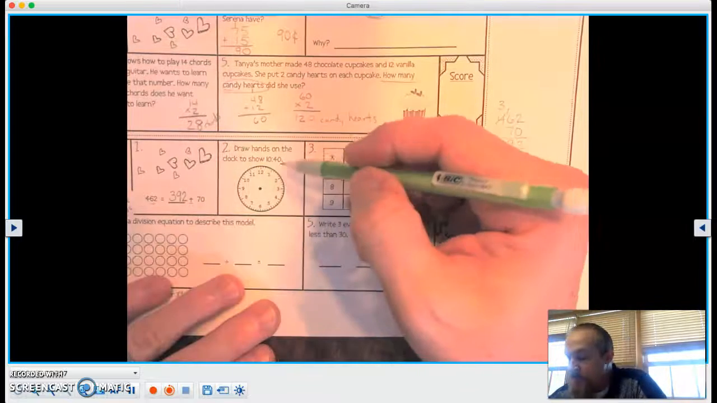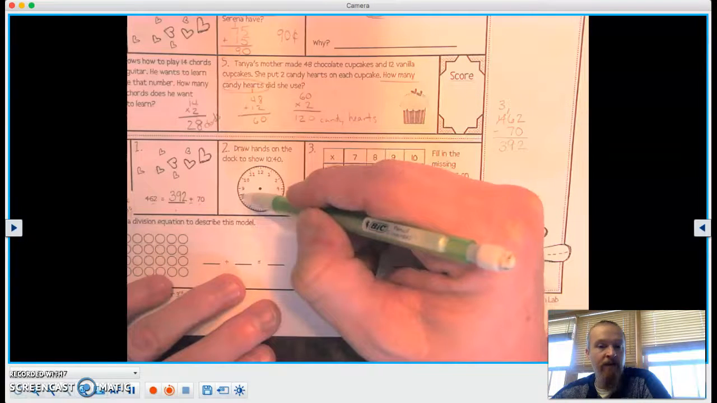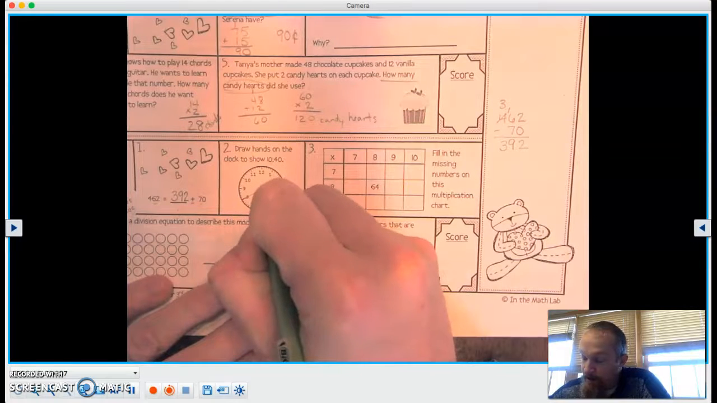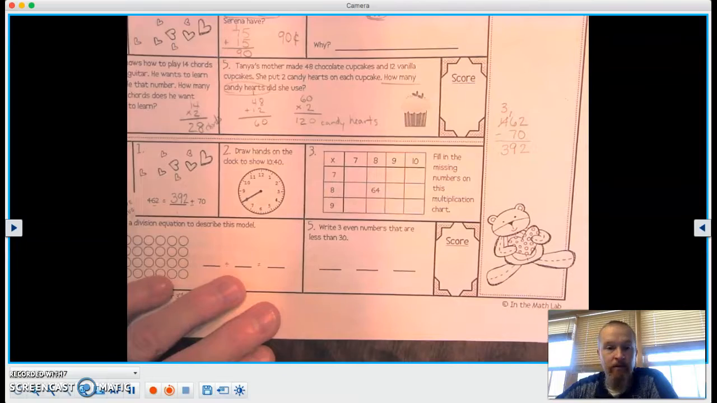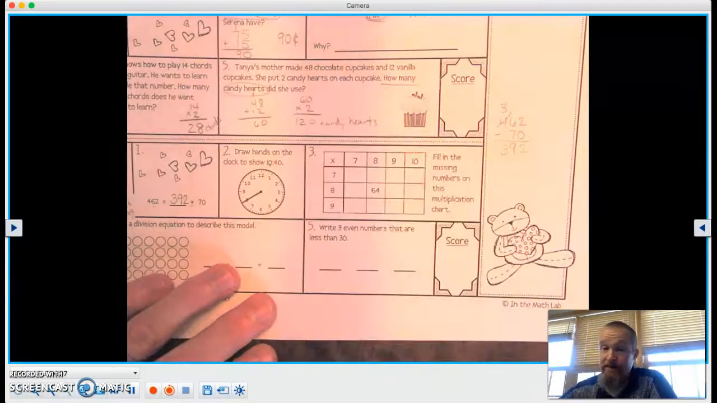So let's do our minutes. 5, 10, 15, 20, 25, 30, 35, 40 minutes. So I'm going to draw that minute hand all the way out and touch the minutes. Okay, and now the hour is 10.